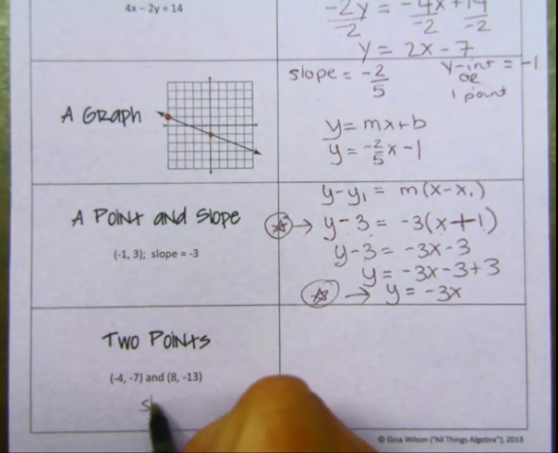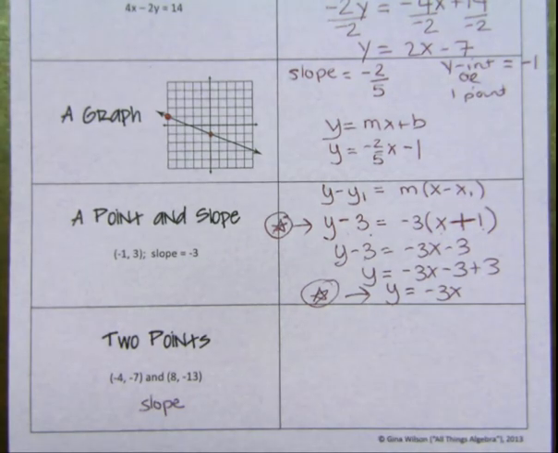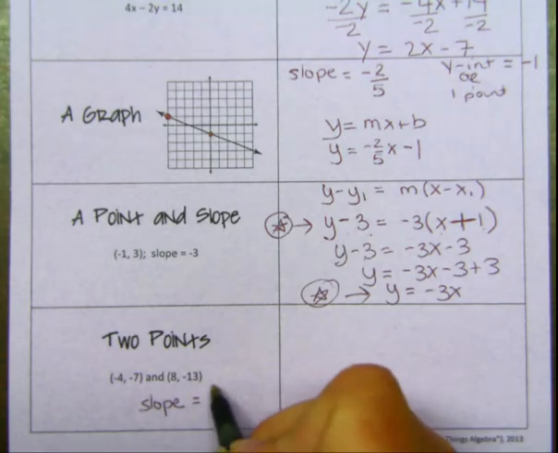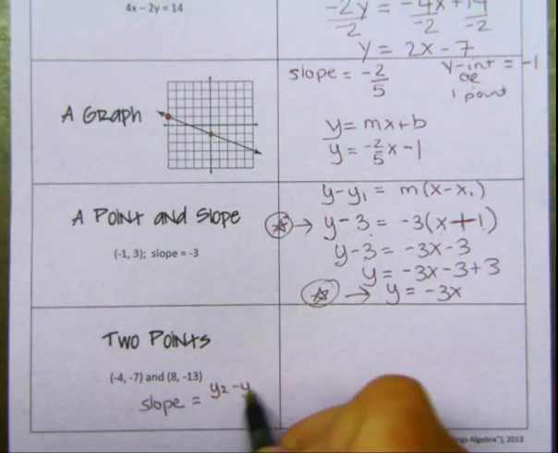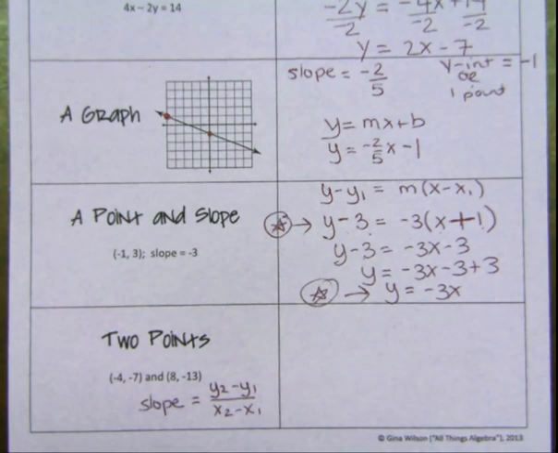All right, if we're given 2 points, the first thing that we have to do is find the slope. And then again, we have to figure out if we're going to use slope-intercept form or point-slope form. With this one, if I'm trying to find the slope between these 2 points, remember to find slope, your formula is y2 minus y1 over x2 minus x1, rise over run.